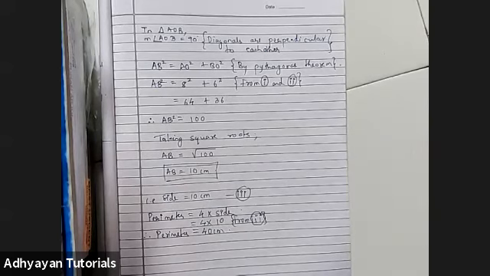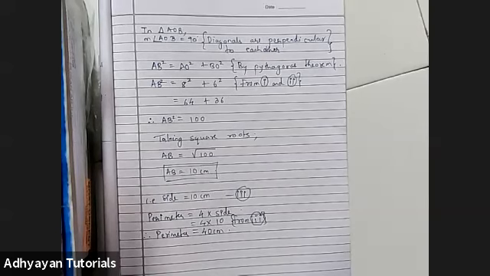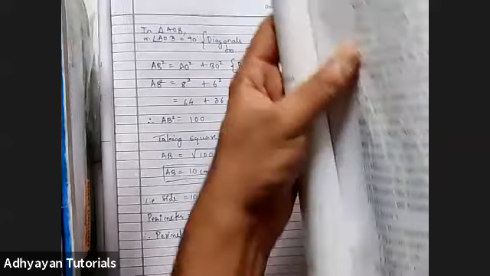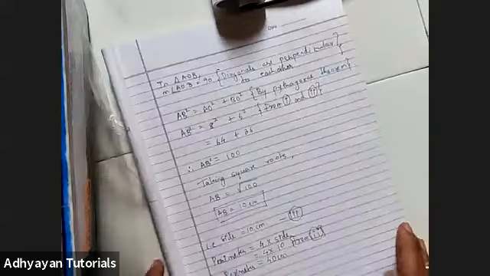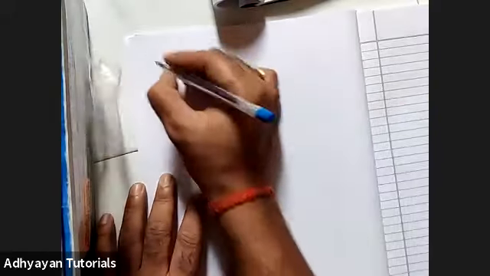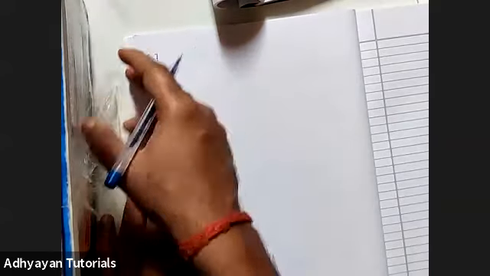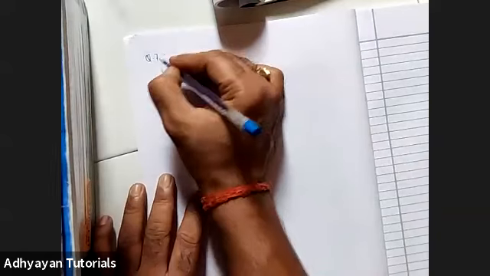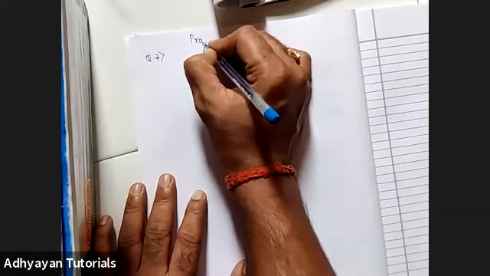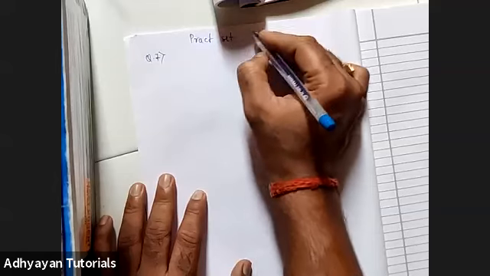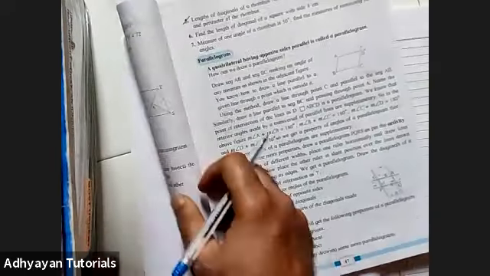Okay, so children, we'll be talking about question 7 now, from the same exercise. So we move on to the next question. That is question number 7, Practice set 8.2. Okay, the question goes like this.